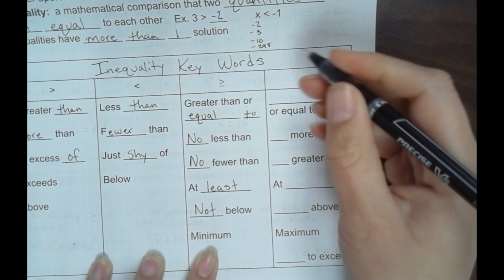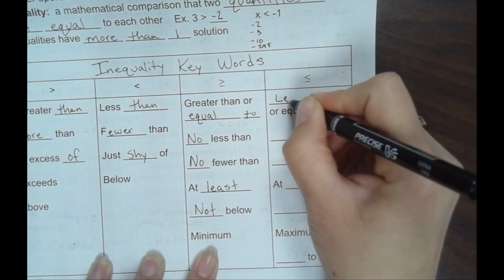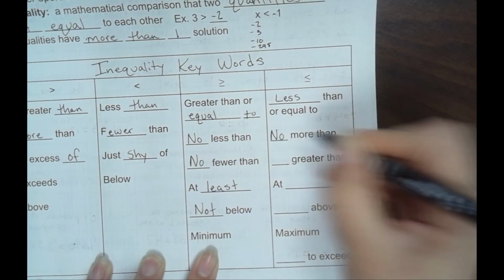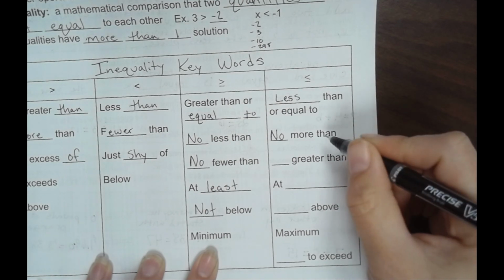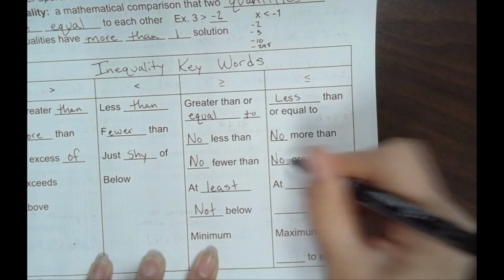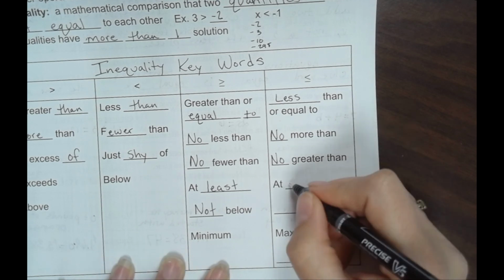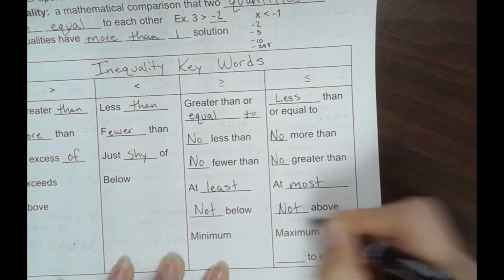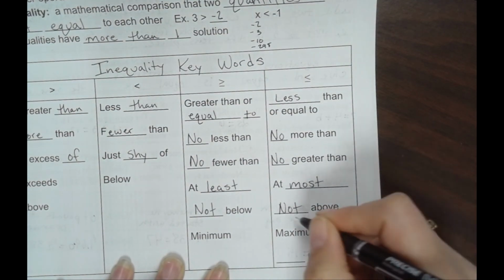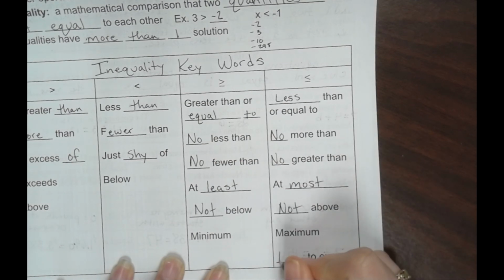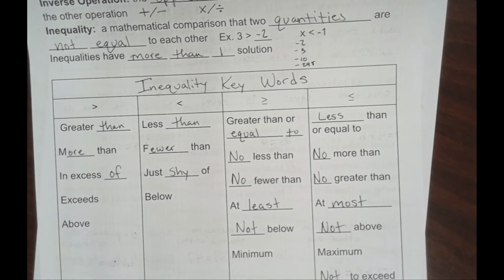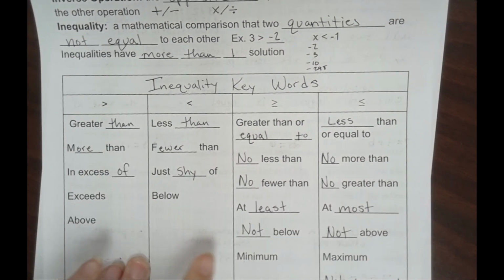Now this is just the opposite. This would be less than or equal to. So this is where it could be no more than, meaning it could be equal or less, but it can't be bigger. No greater than. At most. Not above. When I say not above, it could be equal, it could be lower, it just can't be above. Maximum or not to exceed. Okay, when you come across different words on these inequalities, if you want to reference that, that would probably be very helpful to you. So now that we've talked about that, let's go look back at our solutions.